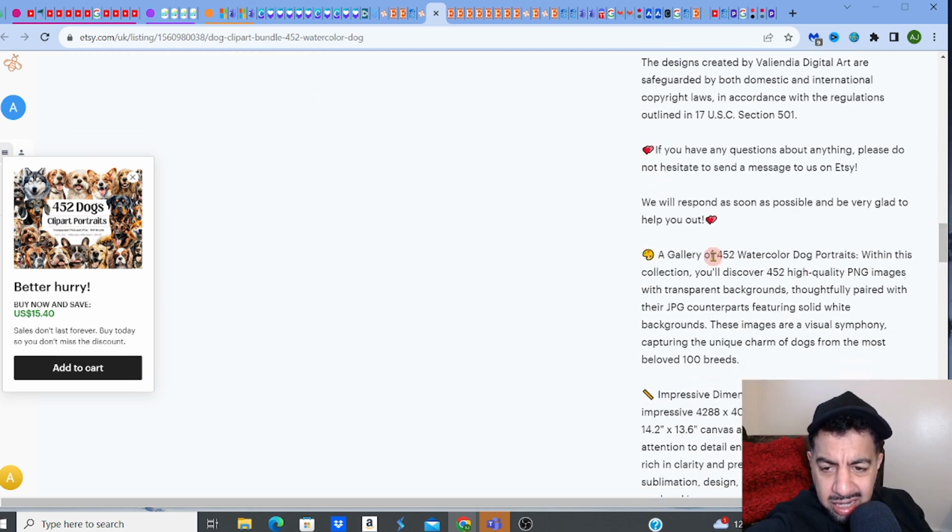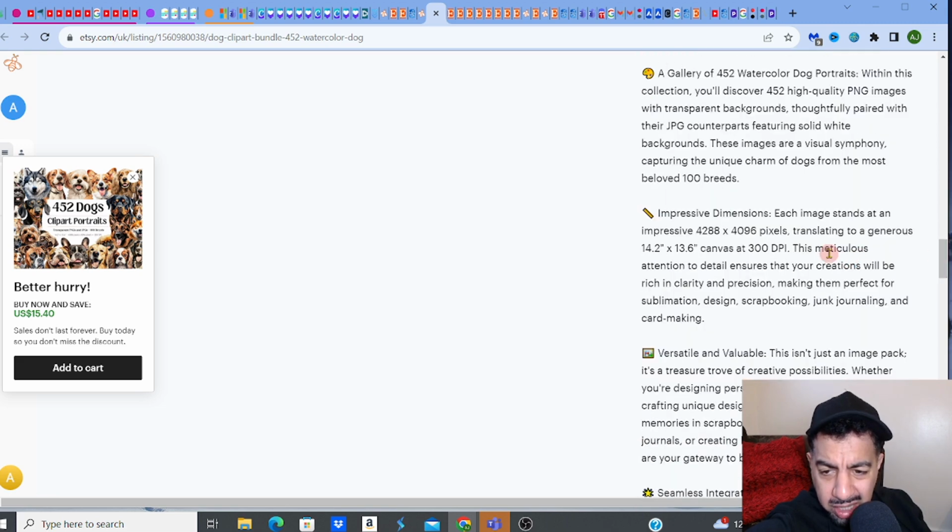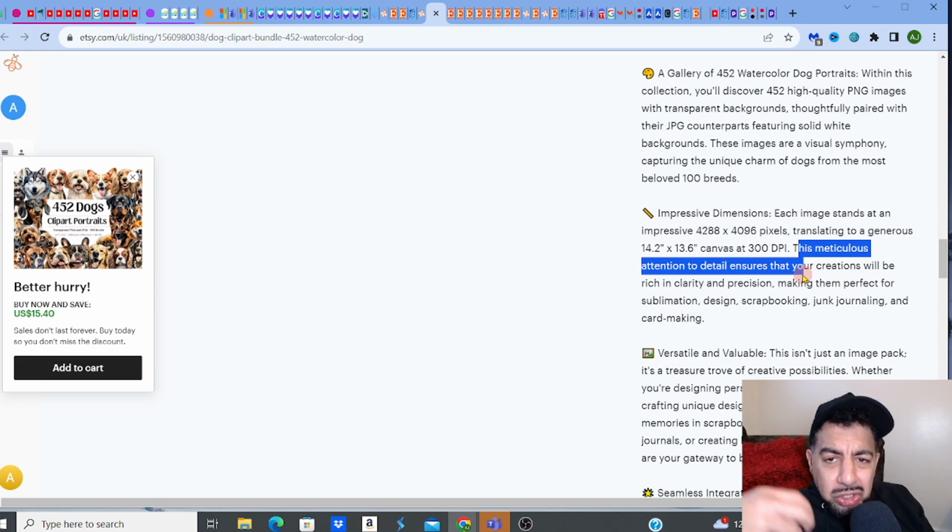Look, it's saying a gallery of 452 dog portraits. Within this collection, you'll discover... It's explaining how you get it and what happens. Look, impressive dimensions, talking about the dimensions. Now, this is selling it. This is meticulous attention to detail. You can use it for sublimation, design, scrapbooking, junk journaling. You're painting a picture of what the buyer could use it for, right?